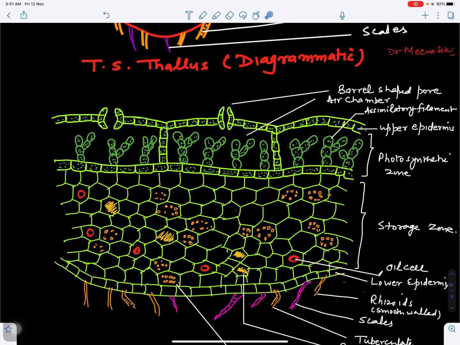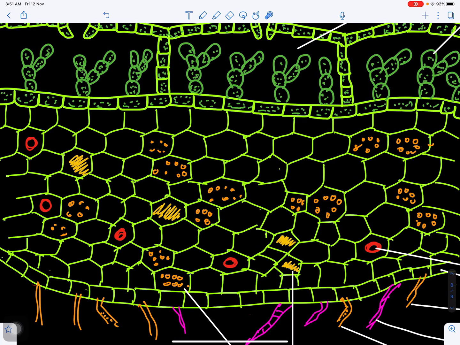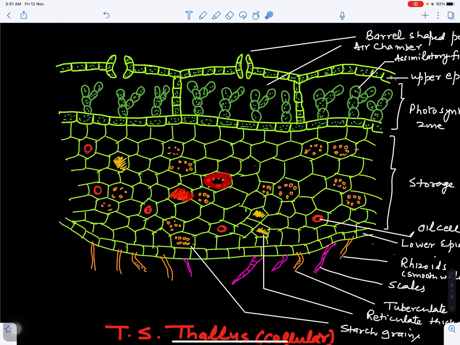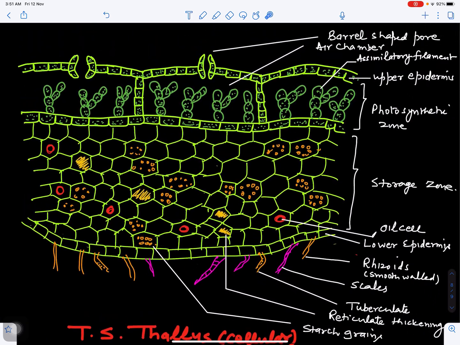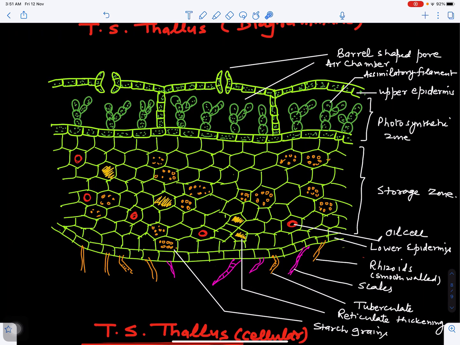We can see here the food is stored in the form of oil, that is, fat. Food may also be present in the form of starch grains. These are starch grains, and these are certain cells showing reticulate thickenings. This part of the Marchantia thallus is called the storage zone. This is the storage zone, this is the photosynthetic zone, and this is the lower epidermis, which is present on the lower surface of the thallus.